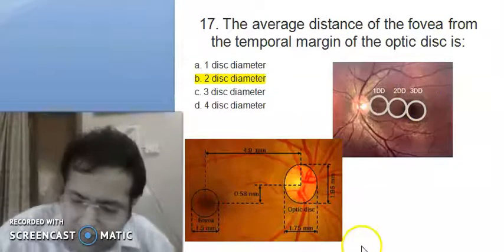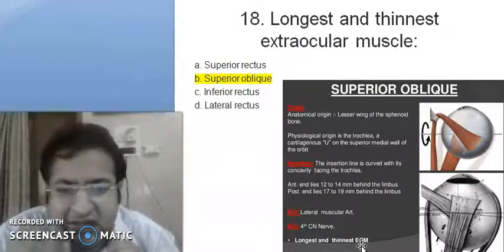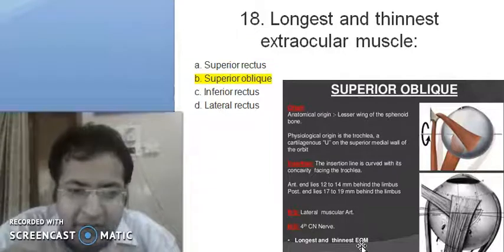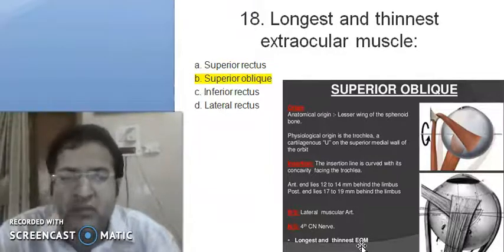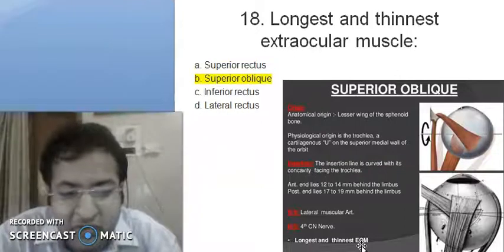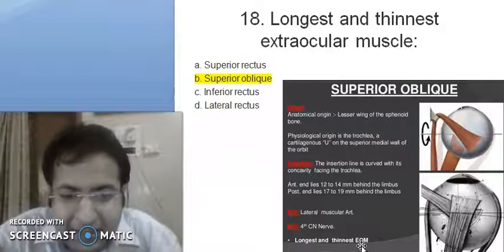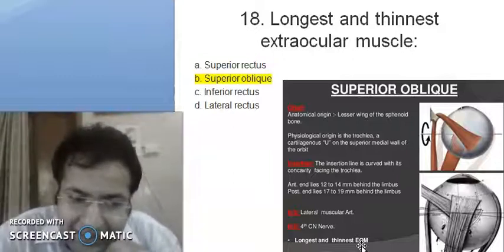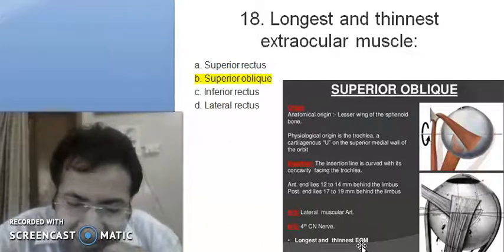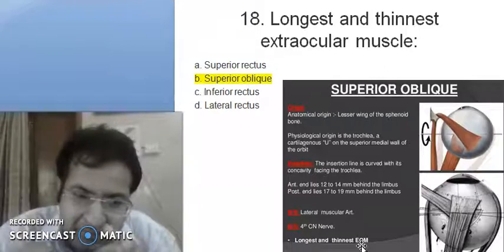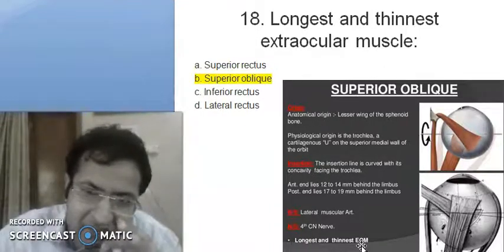Okay, the next question was the longest and thinnest extraocular muscle. The longest extraocular muscle is the superior oblique. Although the belly of the superior oblique and the superior rectus have the same length, that is 40 mm, the tendon of the superior oblique is so long, that is about 20 mm. So the longest muscle will be considered the superior oblique. Also, because of the long tendon, it is a thin tendon. It is also considered the thinnest muscle because of the length, so the surface area will be very much increased, hence it is considered the thinnest muscle.